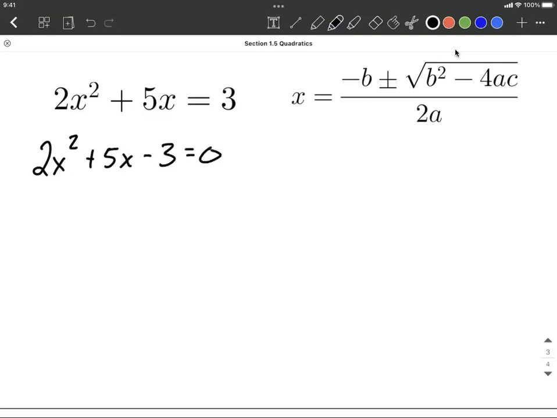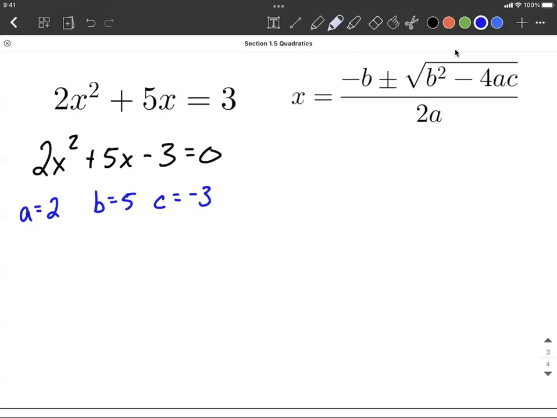All right, next, to utilize this formula, we have to identify a, b, and c. Because I've written it in descending order, highest power first, next highest power next, and constant coming last, I'm going to go ahead and identify those. It's ax squared plus bx plus c. They're the numbers, the coefficients in front of those terms.